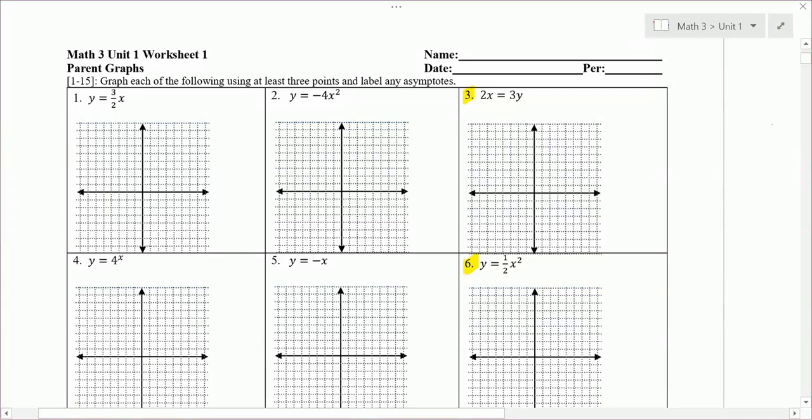I'm going to go over some select problems from the Math 3 Unit 1 Worksheet 1, starting with number 3. Here we're asked to graph and use at least 3 points to label any asymptotes, if there are any.